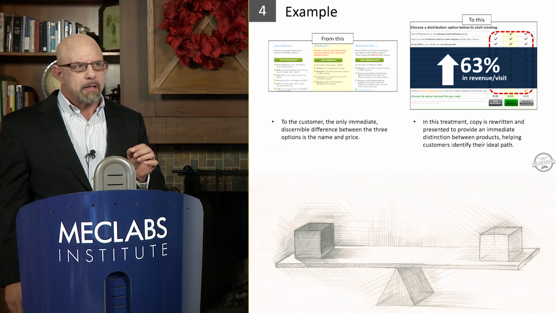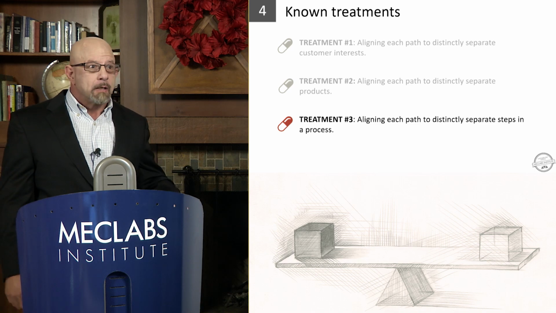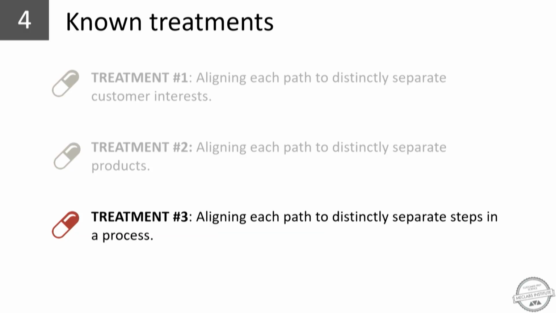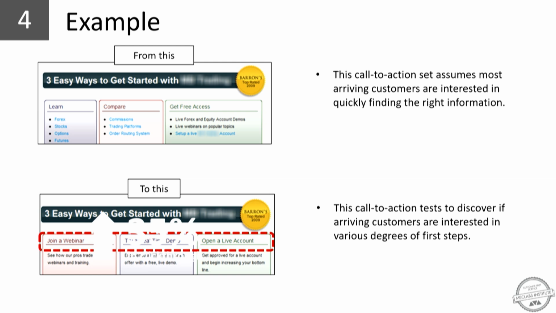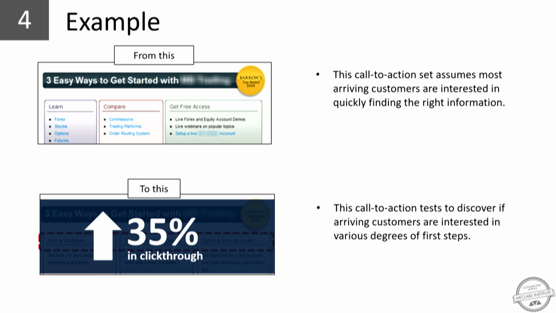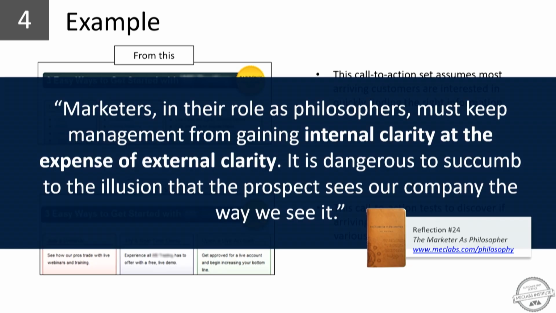And that happened because we brought clarity. Treatment 3, aligning each path to distinctly separate steps in a process, making it really clear that there are 3 steps, like join a webinar, try a real-time demo, open a live account. I don't like the horizontal presentation. I don't like it without the numbers. But the 3 easy ways to get started, I like that. And the difference is more people get through this bottleneck. 35% more get through it because they have greater clarity about where they're going.